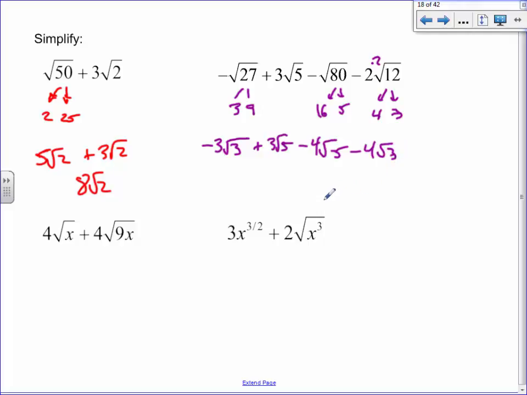Okay, well then based on that, we just need to combine like terms. These ones here are like terms. Minus 3 and minus 4 gives minus 7 root 3's. These ones go together. 3 minus 4 would be minus 1 root 5.